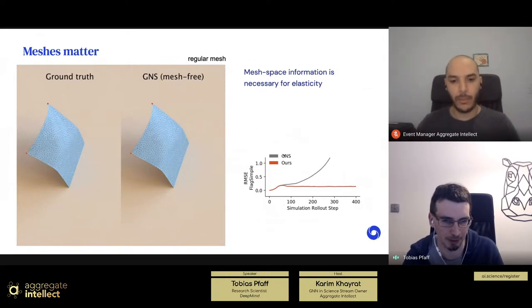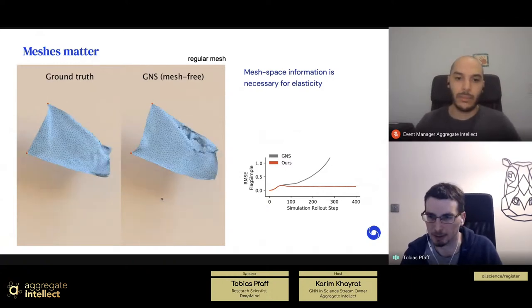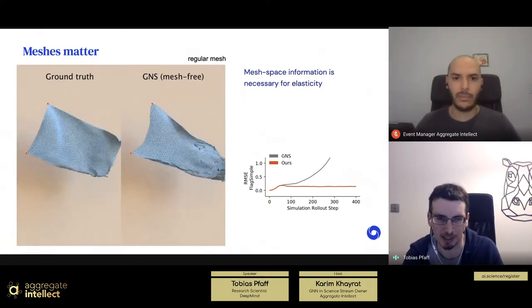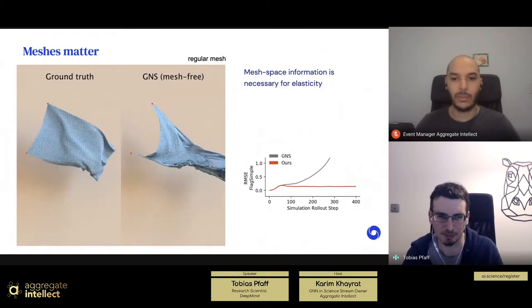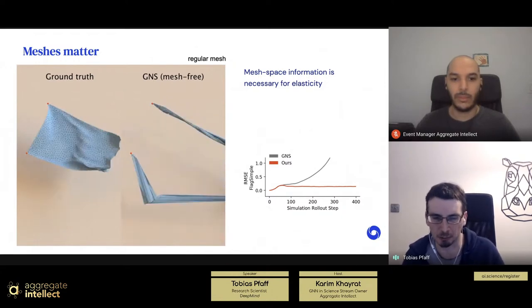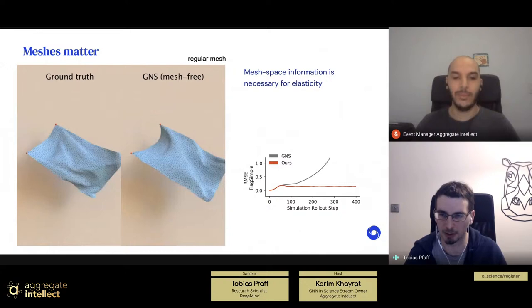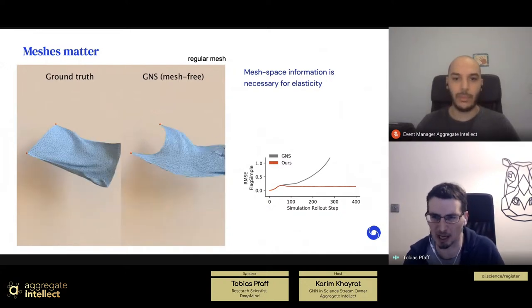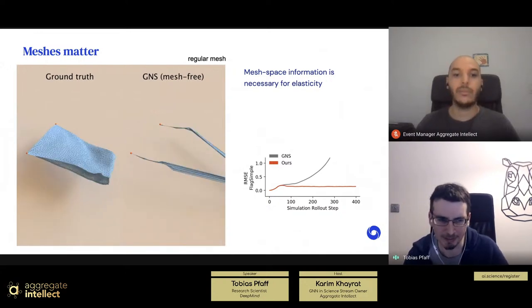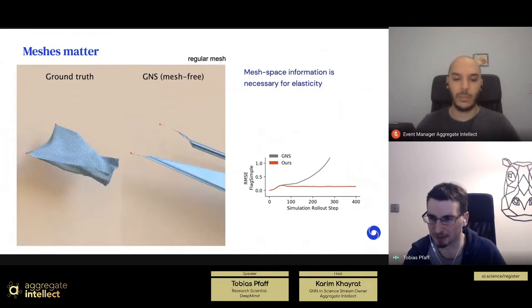First, we have a comparison to mesh-free methods. So this is AI.SCIENCE, which is pure message passing in world space. On this flag example, what we see is that despite us using all these tricks that we always use, like training noise, the rollout does become unstable really quickly. And in this error plot on the right, you see it is unbounded and just goes through the roof, while our method does remain stable.